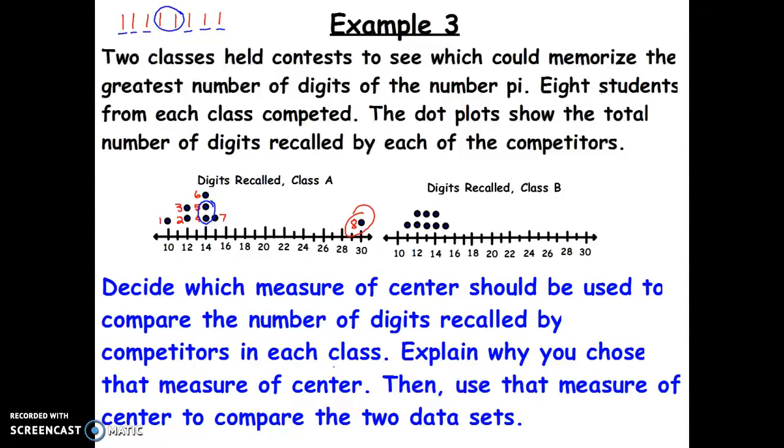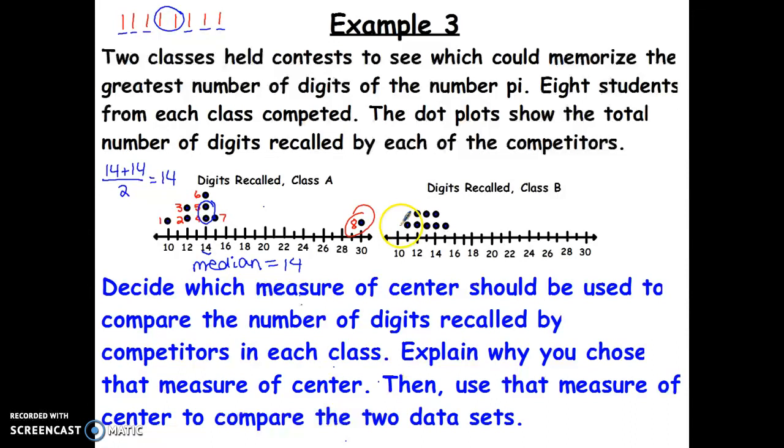So what numbers do these dots represent? Well, both of these numbers represent the number 14. So for our median, it's 14 plus 14 divided by 2, which we know is just 14. So the median for class A is 14.